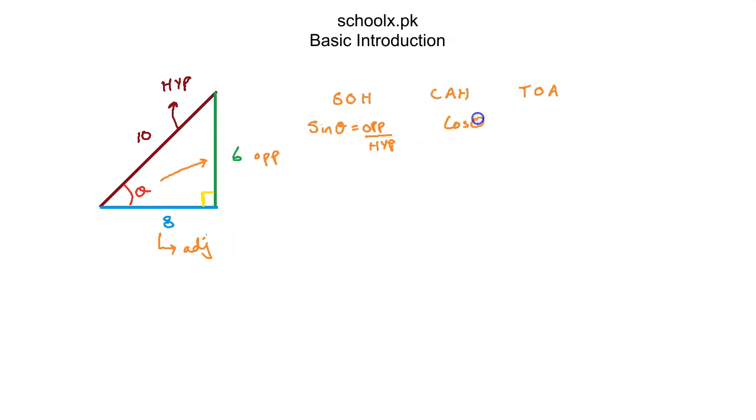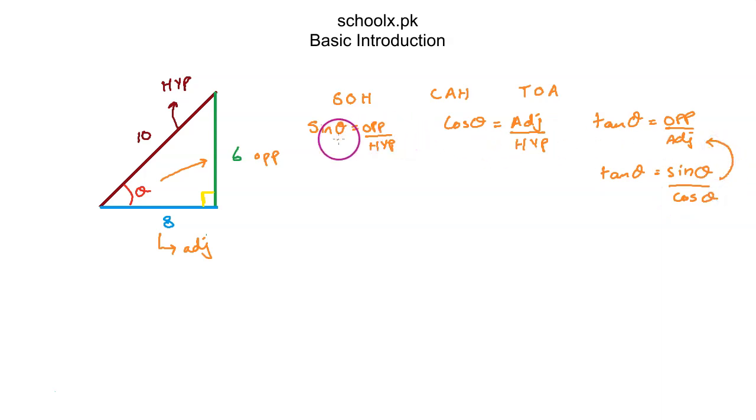Sine theta is opposite over hypotenuse. Cos theta is adjacent over hypotenuse. And you can guess tan theta is opposite over adjacent. Or tan theta is sine of theta over cos of theta, which will give the same answer, which is the opposite over adjacent.